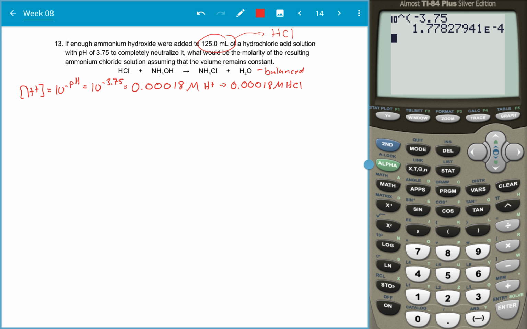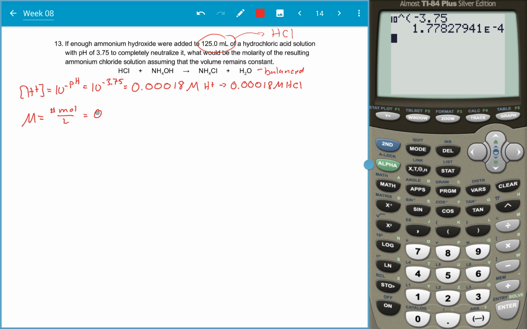With our molarity of the hydrochloric acid, we can now start calculating a little bit more about our ammonium chloride solution. Now, from this molarity, we can calculate really two things. We can either calculate the moles of hydrochloric acid, or we can go back to pH, which would be very circular, getting us back to the original number and not very helpful. So, we can use our molarity equation. Molarity equals the number of moles divided by liters.